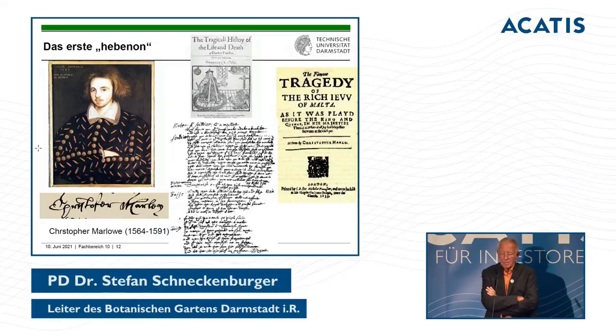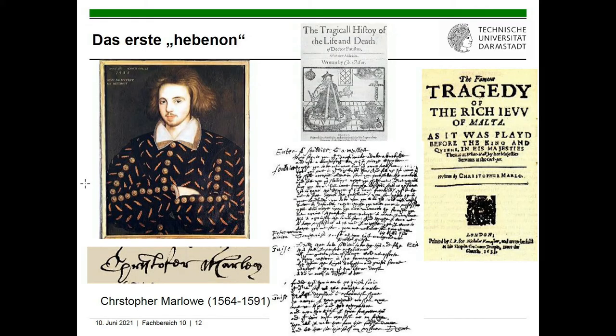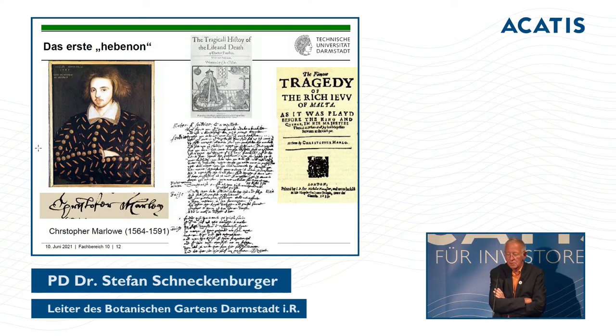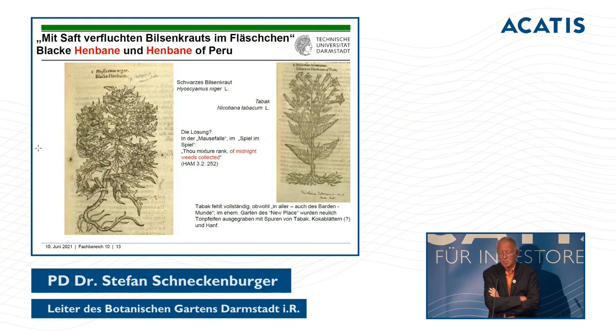So another author, Christopher Marlowe from this time, a competitor of Shakespeare, the same age, died very young, maybe by the secret service. The death of Mr. Marlowe was never explained clearly. Maybe he worked for the secret service and was a victim of intrigue, and he wrote a tragedy with a rich Jew from Malta, and in this work the Jew poisoned a whole monastery with Hebenon. And how could that happen? Doing the same translation, it's called Bilsenkraut in German. It is a very poisonous plant.